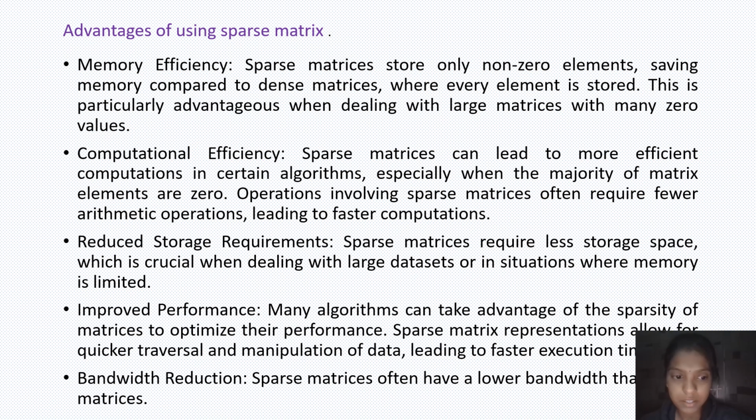Sparse matrix representation allows quicker traversal and manipulation of the data, leading to faster execution. The next is bandwidth reduction. Sparse matrices often have a lower bandwidth compared to dense matrices.